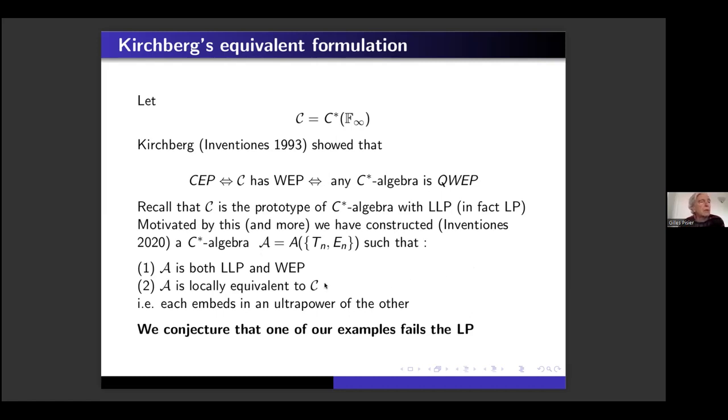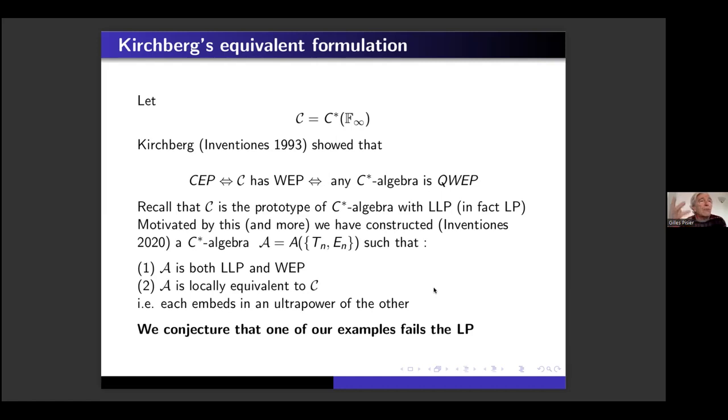And I will also say what this means soon. This algebra script A is locally equivalent to C, which implies, it's a little bit stronger than that, but it implies that each algebra, script A and script C, embeds in an ultraproduct of the other.